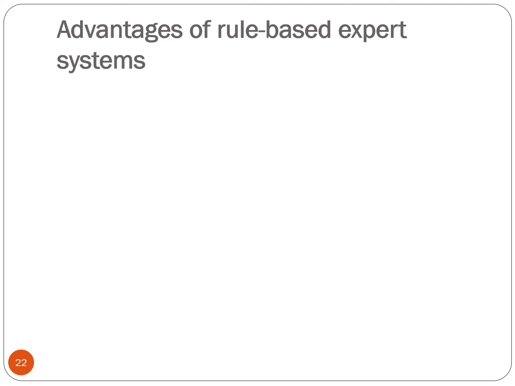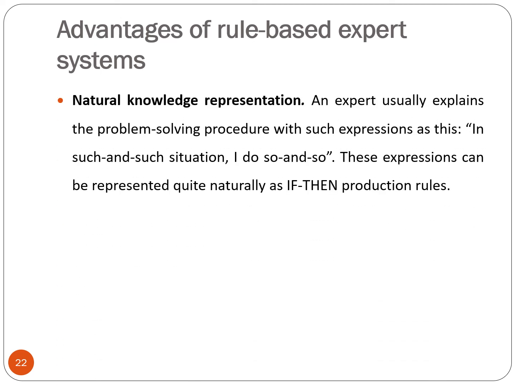Now we look at the advantages of the rule-based expert system. First, natural knowledge representation. Experts usually explain the procedure with expressions such as: if this happens, then do so. This expression can be quite naturally represented as if-then production rules. It is a natural knowledge representation by the rule-based system.